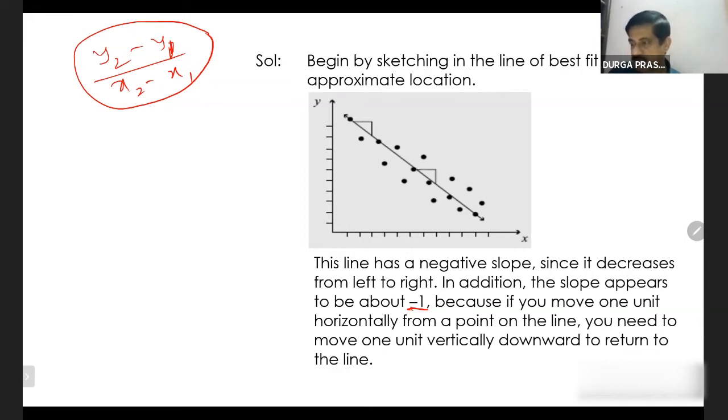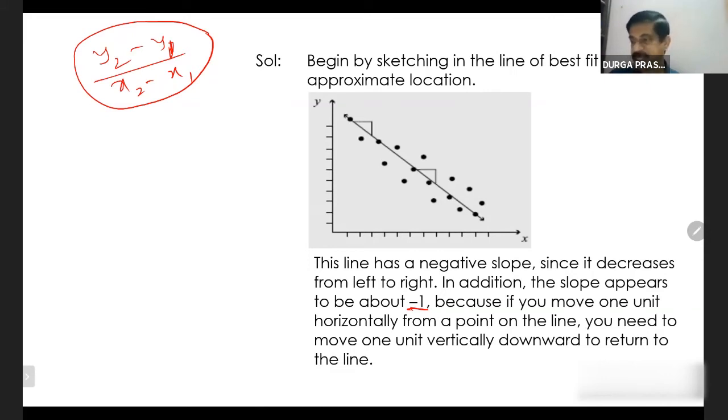Anywhere you draw two lines like this, these two are almost equal in ratio. You cannot just take from here and here. Wherever you take the ratio, the vertical line length with the horizontal line length should always be 1. Anywhere you draw the points, these two should always be equal in length. y2 minus y1 should be equal to x2 minus x1.